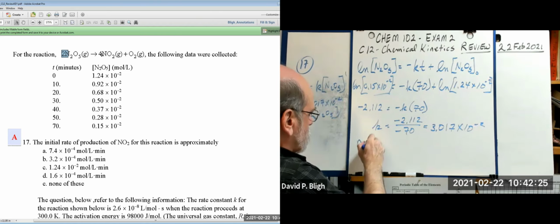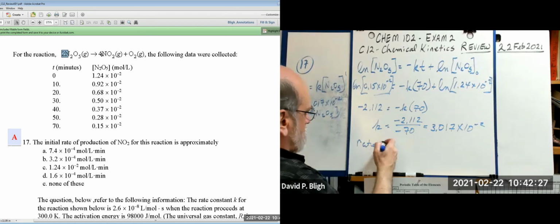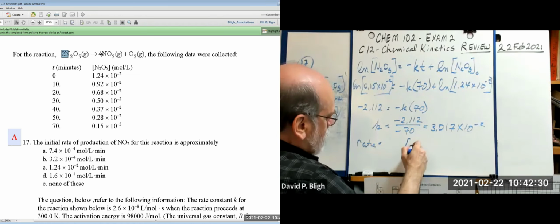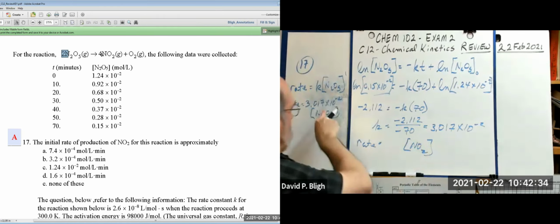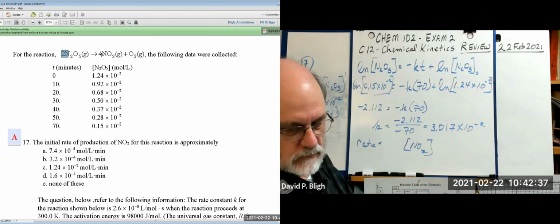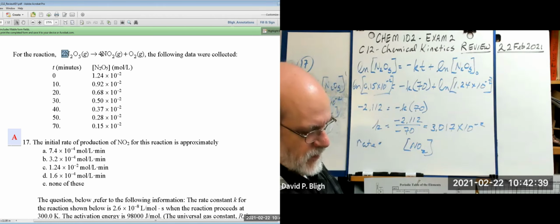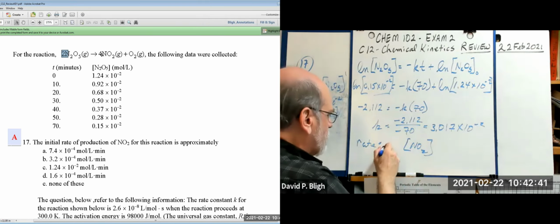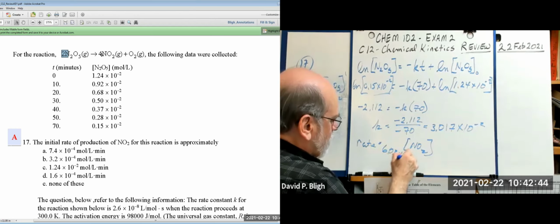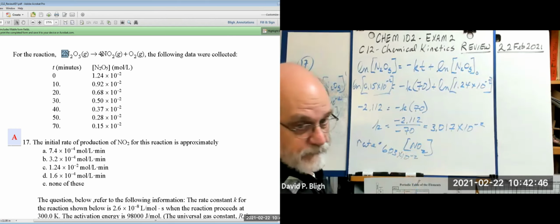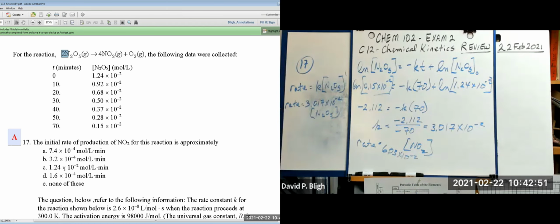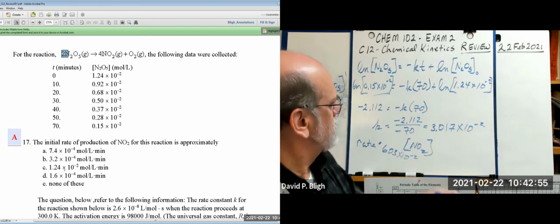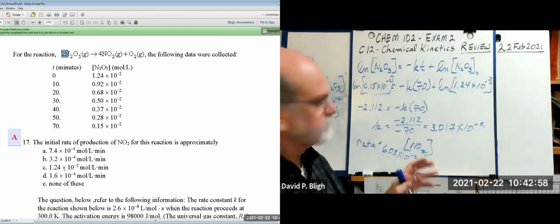So the rate of appearance of NO2 would be twice that value: 6.03 times 10 to the minus 2. Okay. Now, why did I do that wrong, didn't I? There must be something wrong with my calculations here. Let's go back and check.